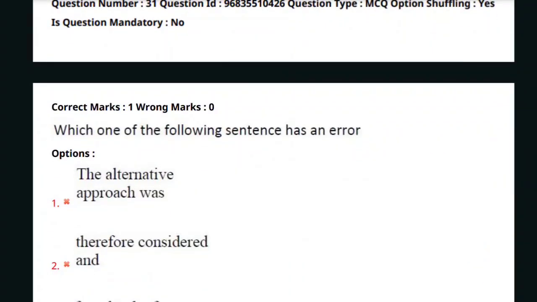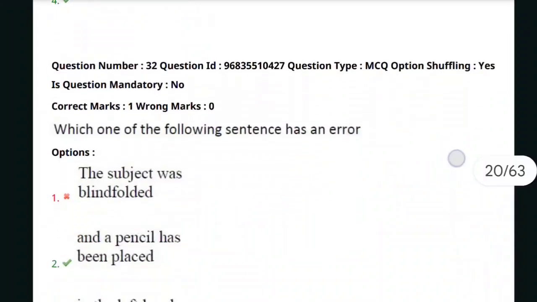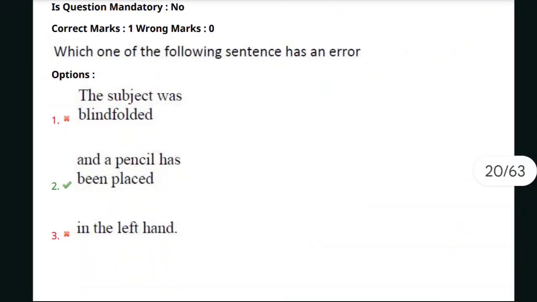31 question. Which one of the following sentence has an error? Here the alternative approach was therefore considered and found to be far more attractive. Here we don't have any error in the 3 sentences. That's why the correct answer here is no error. The alternative approach was therefore considered and found to be far more attractive. So no error is the correct option. Let's move towards next question.